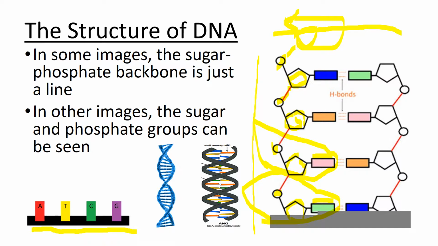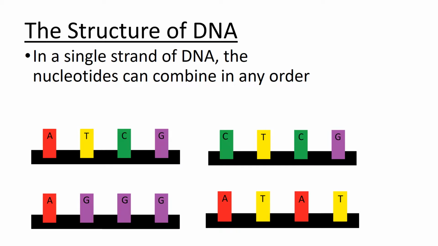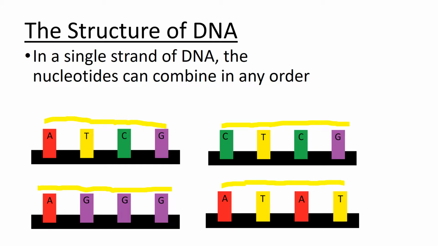In a single strand of DNA, the nucleotides can combine in any order. So we have A, T, C, and G right here, but the nucleotides don't have to combine in that order in the single strand. So down here we have A, G, G, and G. Up here we have a different order. Down here we have another order. They could be in any order in a single strand.